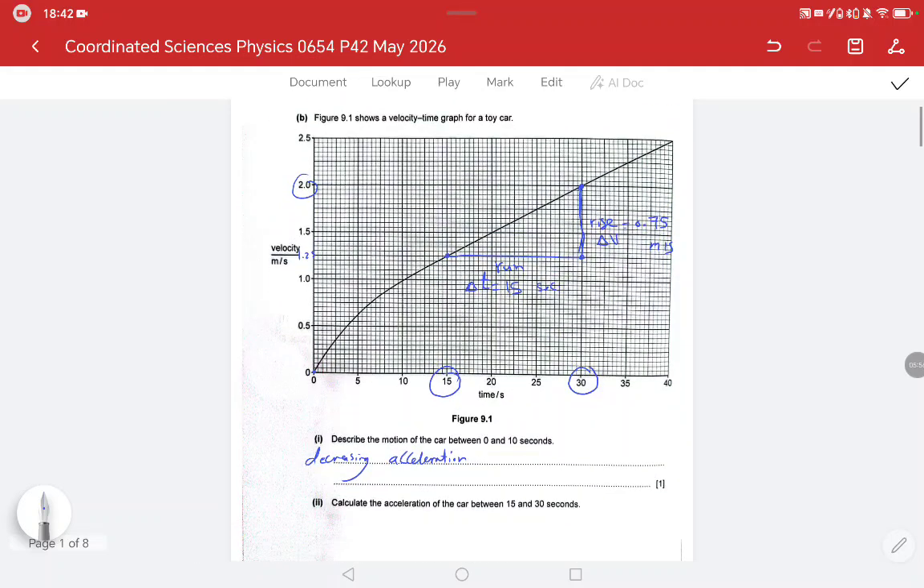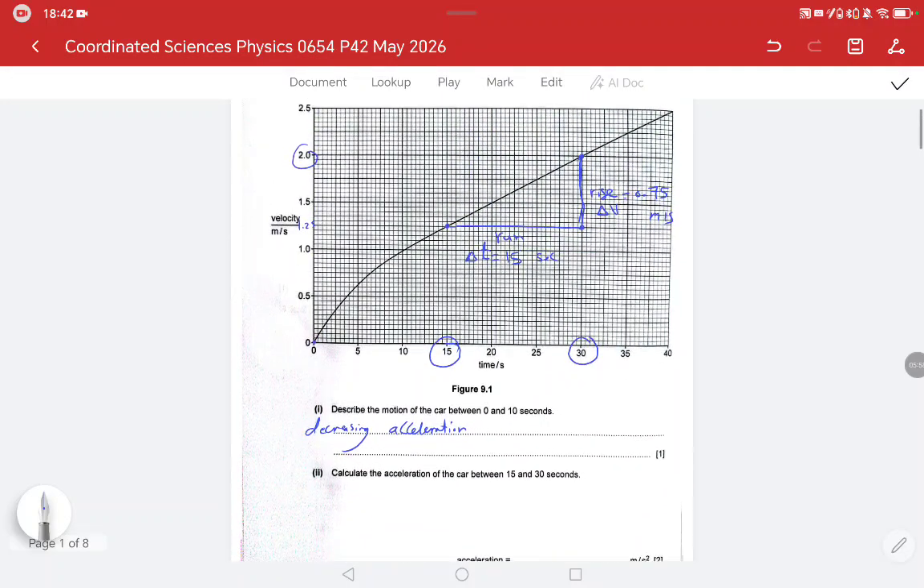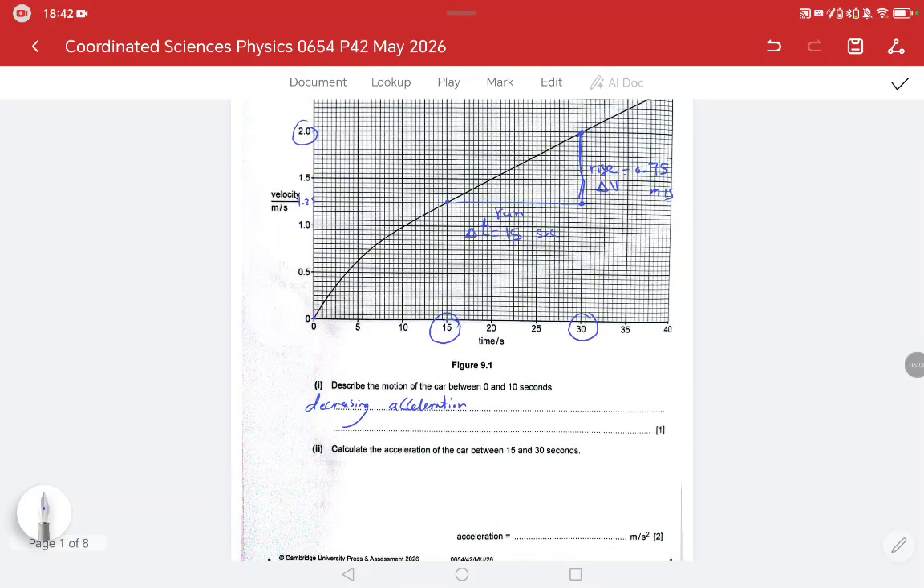So if you want now to find the acceleration, you have to write the formula, please, as every time I remind you. The formula of acceleration or the gradient is dv by dt, or the rise over run, it's 0.75 over the 30 seconds. Just to double check, this is meter per second and this one is per second as well, so it will be meter per second squared.